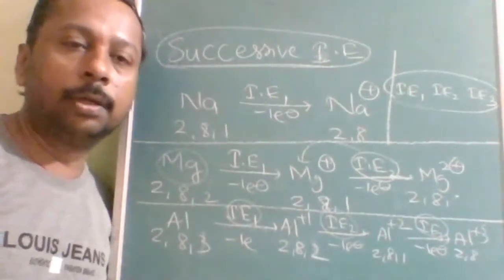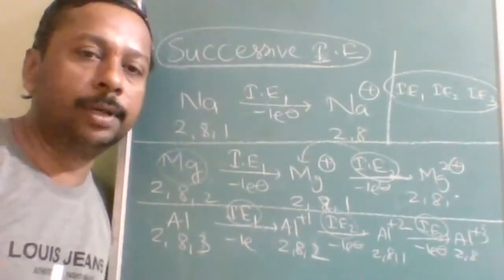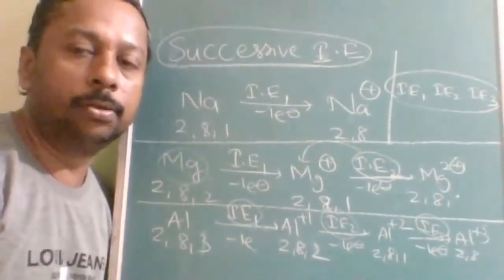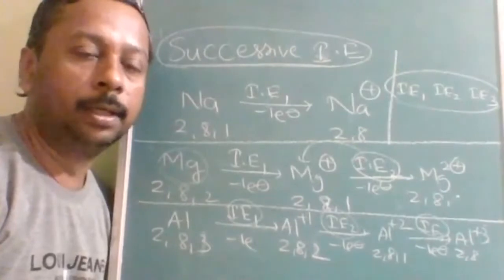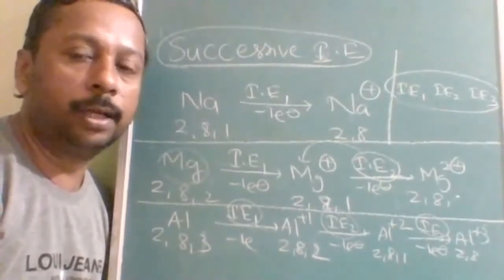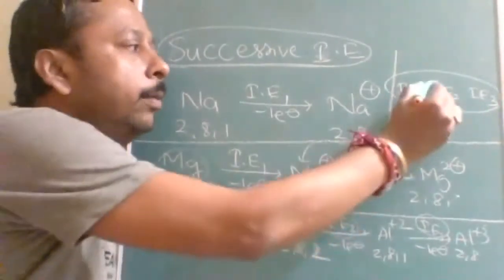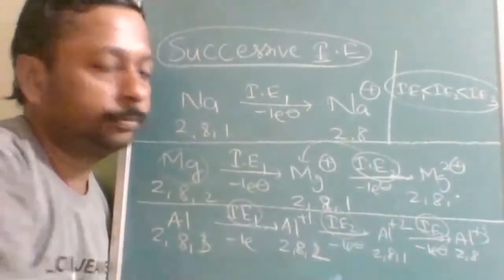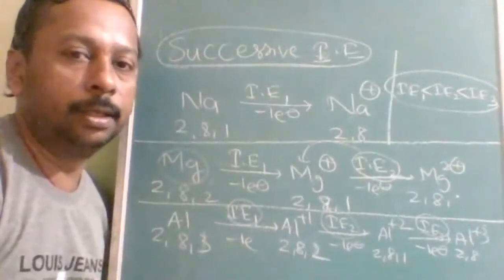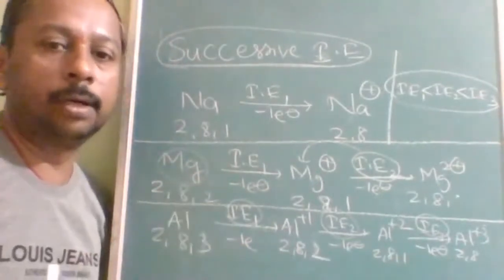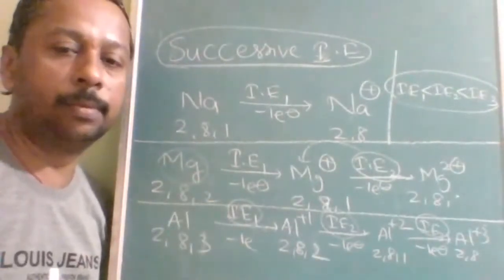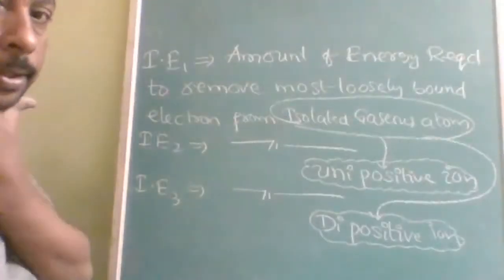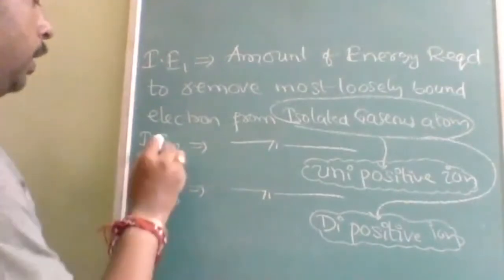Okay. Now the question is where you require more amount of energy. Is it IE1 or IE2 or IE3? What is the question? Where you require more ionization energy. Okay. Obviously IE3. Why? I will explain it now clearly. So before that, you will write these statements and examples. Okay, these are the definitions of IE1, IE2 and IE3.